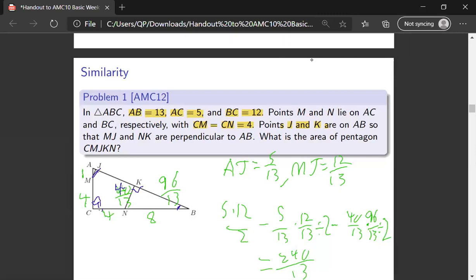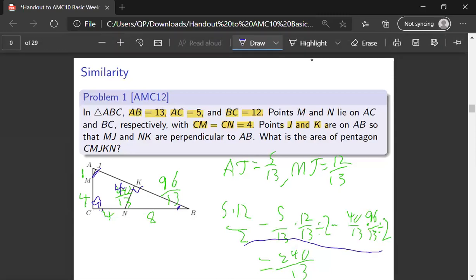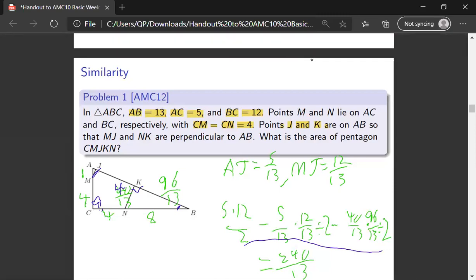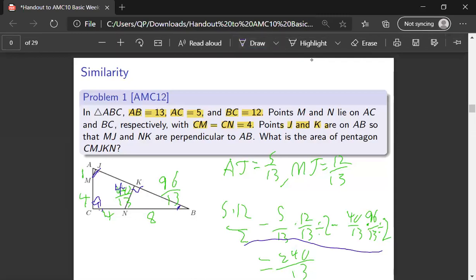And so the area of pentagon CMJKN is the area of ABC minus the area of BKN minus the area of AJM, which is 5 times 12 over 2 minus 5 over 13 times 12 over 13 divided by 2 minus 40 over 13 times 96 over 13 over 2, which is what's written here. And you can do all the calculations, and when you simplify it, you just get 240 over 13. So are there any questions?